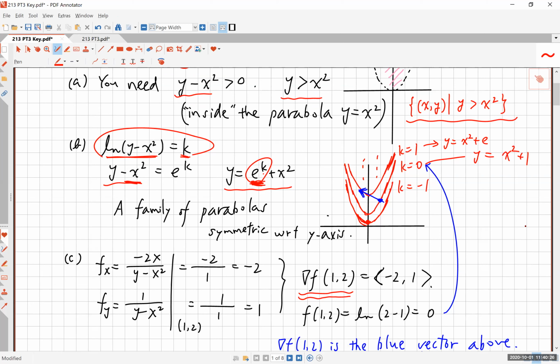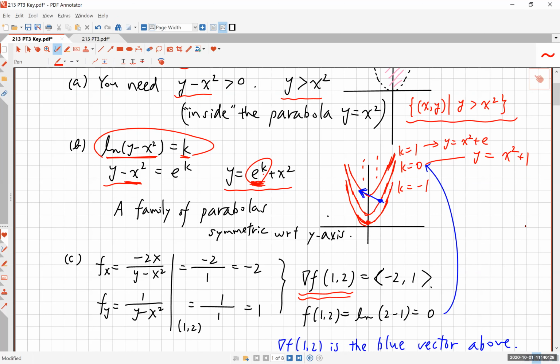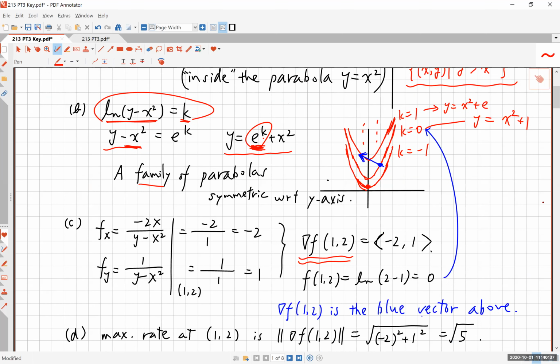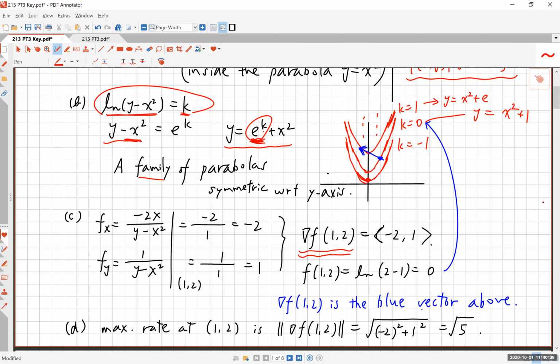And so once you draw like 3 or 4 of these, you get to see that this is a family of parabolas. The level curves are a family of parabolas. Of course, it's symmetric with respect to the y-axis. All right, part C, evaluate the gradient at (1, 2).